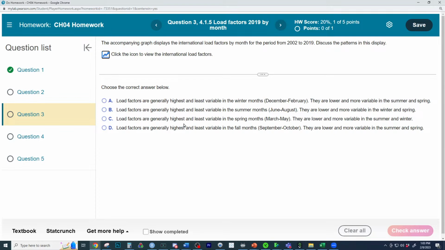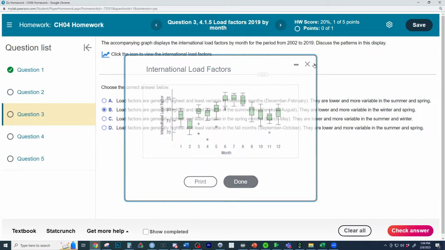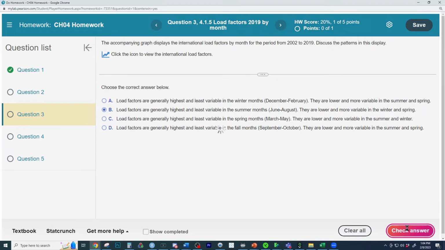Load factors are generally highest and least variable during the summer months, I said, right? That looks right. They are lower and more variable in the winter and spring. Okay, June to August. August is the 8th month, right? Yeah, that's right. There we go. June to August. Okay, good. That's all you got to notice, right? Just notice where the medians are at.